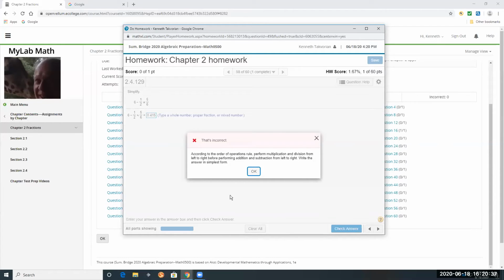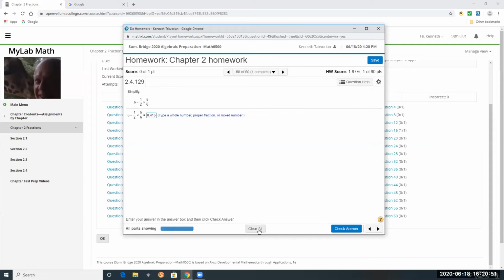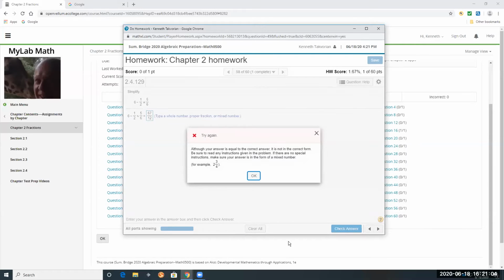Well, I'm going to tell you the reason it didn't like that answer is I was using a calculator which approximated the answer rather than being equal. Notice the equal sign. It's got to be exact, not approximate. So that's why it didn't like that answer. So let me clear it and put in this possibility, 67 over 12. It didn't like that answer either.